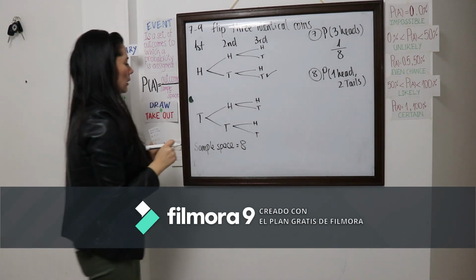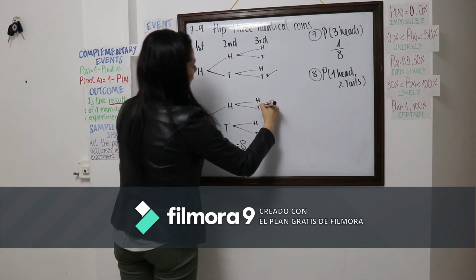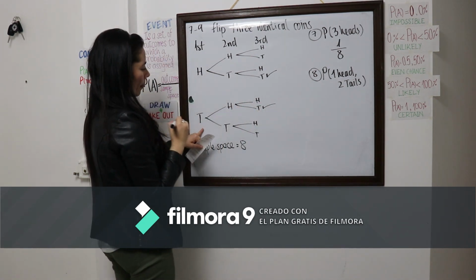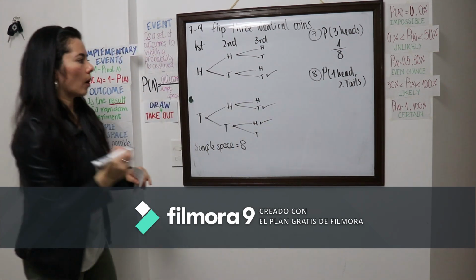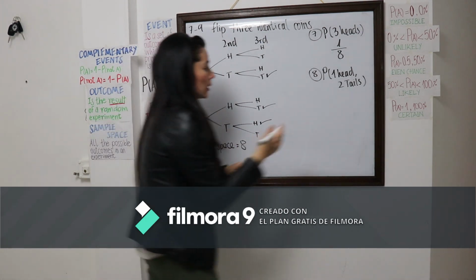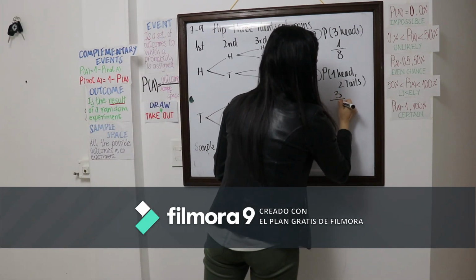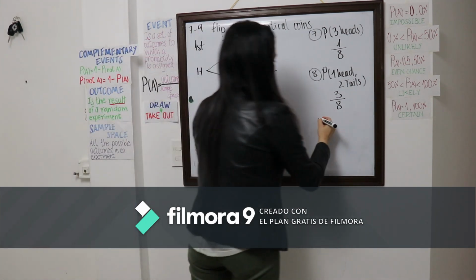tails and 1 head. Now here, I'm gonna have 2 tails here and only 1 head, so this one also works. And 2 tails and only 1 head, so this also works. So I have 3 for the event, that are my outcomes for the event, and the sample space is 8. Once again, you can convert it to decimal and then to percent.